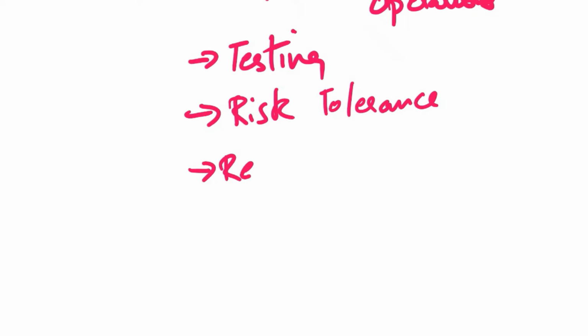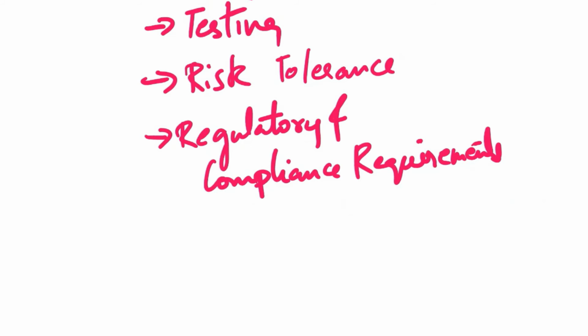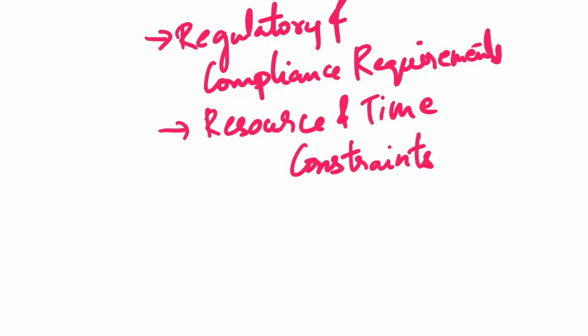Next, regulatory and compliance requirements. Some industries and regulatory bodies require organizations to maintain up to date software with the latest security patches. Failure to comply with these requirements may result in legal and financial consequences, making patching necessary. Next, resource and time constraints. Evaluate the availability of resources to apply patches. Like, for example, if the personnel is available, time is available, budget is there. In cases where resources are limited or the patching process is complex and time consuming, mitigation may be a more practical interim solution.